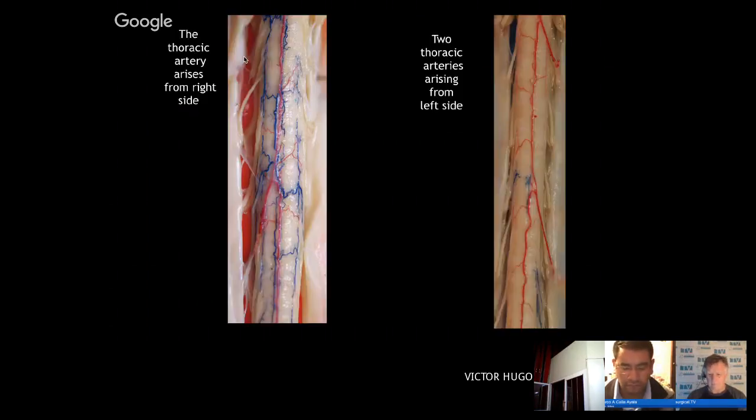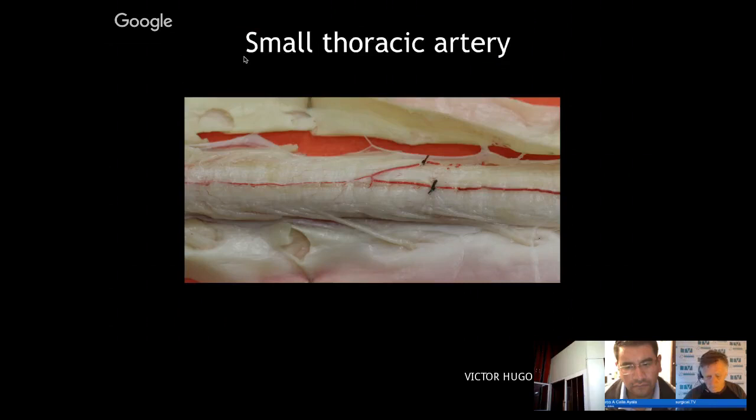In the left picture, the thoracic artery arises from the right side. The thoracic artery arises from the left side in the right picture. The thoracic artery is of small caliber. A small thoracic artery.